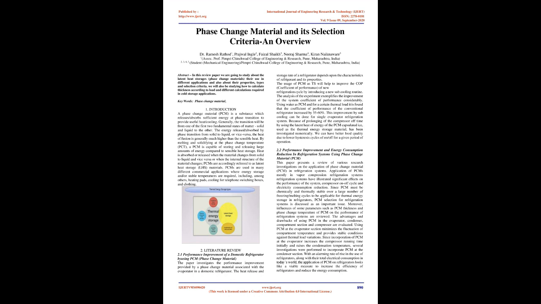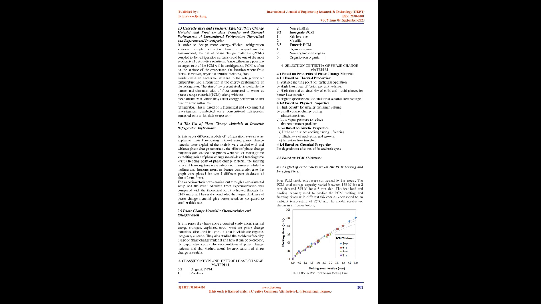2.2 Performance improvement and energy consumption reduction in refrigeration systems using phase change material, PCM. This paper presents a review of various research investigations on the application of PCM in refrigeration systems. Application of PCMs is mostly in vapor compression refrigeration systems. They have shown significant effects on the performance of the system, compressor on-off cycle, and electricity consumption reduction. Since PCM must be chemically and thermally stable over a large number of freezing/melting cycles to be applicable for thermal energy storage in refrigerators, PCM selection for refrigeration systems is discussed as an important issue.